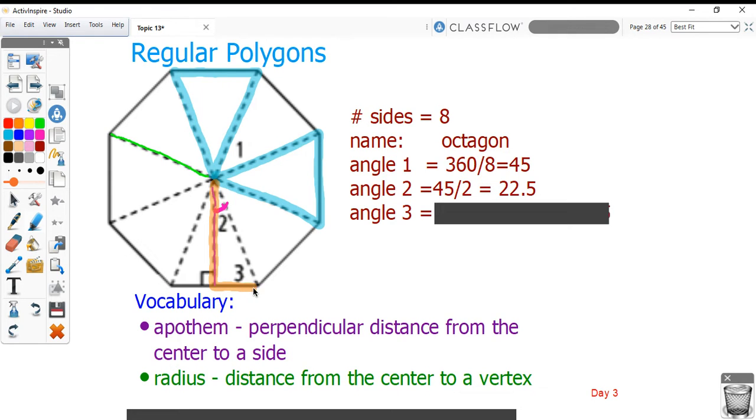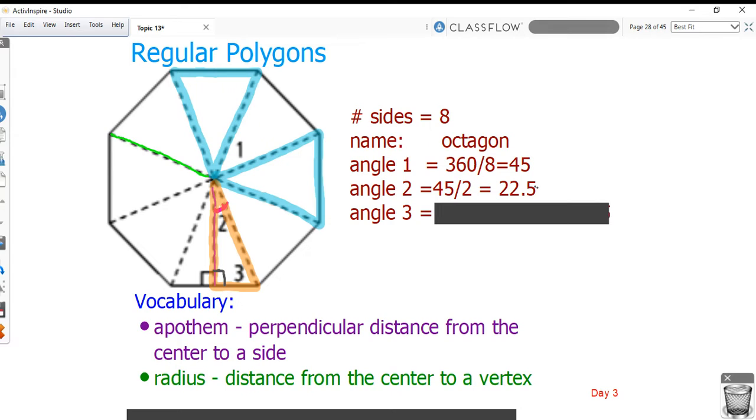What we're dealing with here is a right triangle. And we already know that this angle down here is a right angle because of the little box, so that would be 90 degrees. We already know that angle number 2 up here is 22.5 degrees. That's what we just found over there.